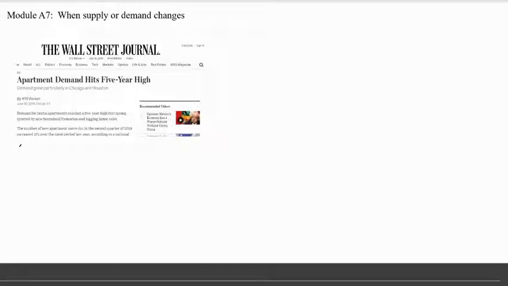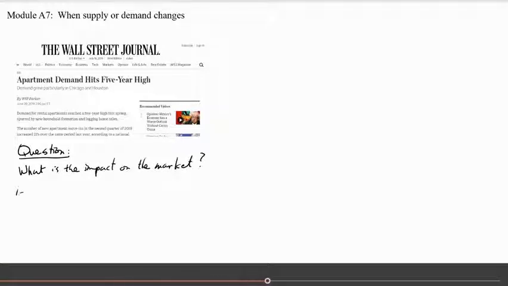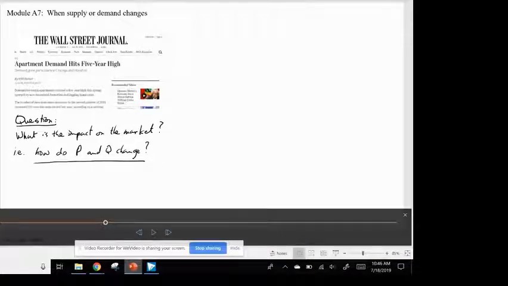We have looked at several possible ways in which markets determine price and at the factors which shift demand and shift supply. It's now time to apply these ideas to real-world markets to answer the question, what are the market effects of a change in supply or demand? That is, how do price and quantity change when there is a change in supply or demand? Let's turn to an example now.